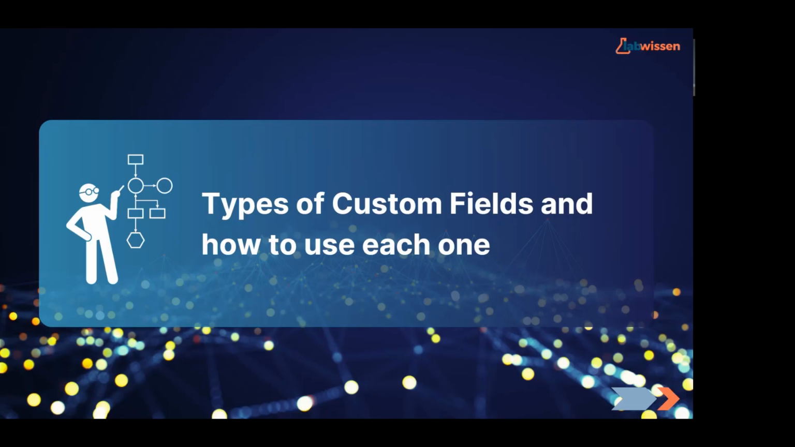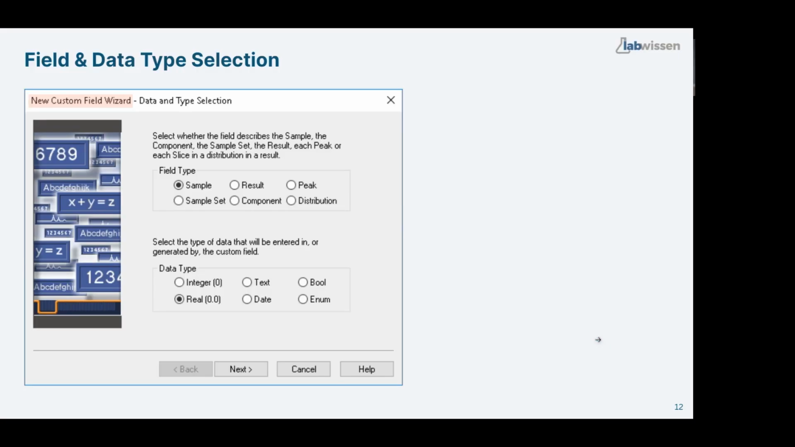So we are very fast. We are going directly to the second part, types of custom fields and how to use each one. When you start creating a new custom field, you see this window. That is the first window that comes to you, and here you should choose the field type and the data type.